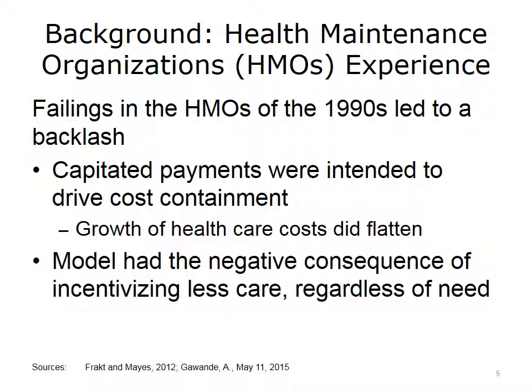An HMO's profit or loss depended on whether it could deliver those services at a cost that was less than the capitated payments it received. This meant the HMO had a strong incentive to squeeze costs. The HMOs tried to control costs by negotiating low rates from providers and by restricting their members' use of services. For many providers, the negotiated rate was lower than the cost of providing care, so those providers lost money.